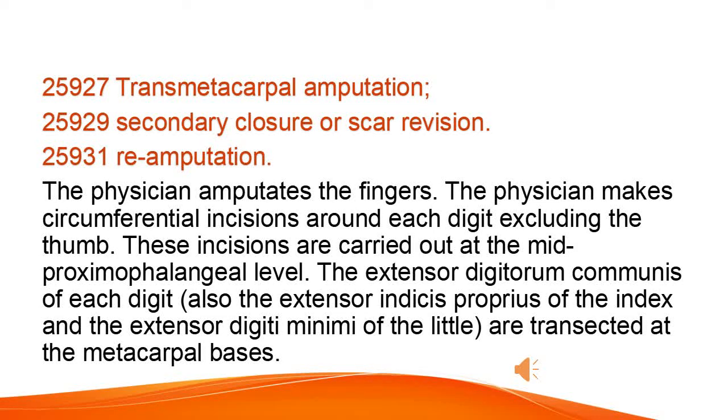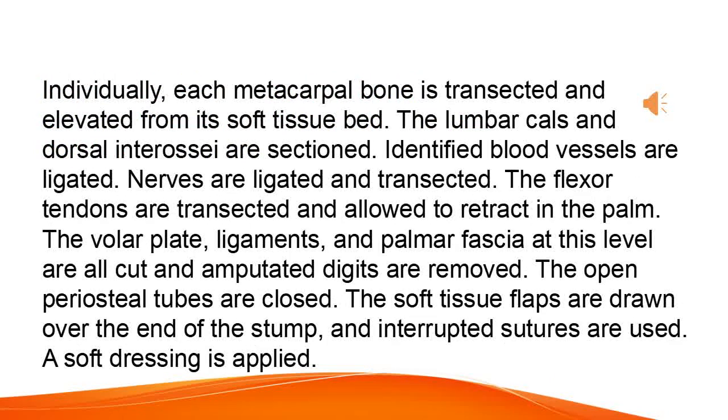The extensor digitorum communis of each digit, also the extensor indicis proprius of the index and the extensor digiti minimi of the little, are transected at the metacarpal bases. Individually, each metacarpal bone is transected and elevated from its soft tissue bed.